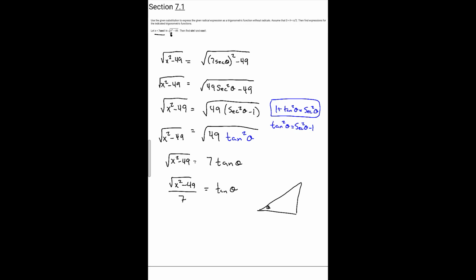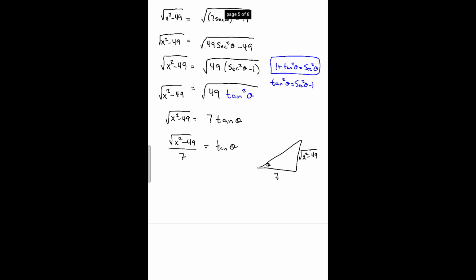Okay, so if we remember from the definitions of sine, cosine, and tangent, specifically tangent, our tangent values are opposite over adjacent. So in this case, the square root of x squared minus 49 is our opposite side, and your adjacent is 7. But in order to find sine and cosine, we've got to figure out what the hypotenuse is. So this is when we have to use the Pythagorean Theorem.